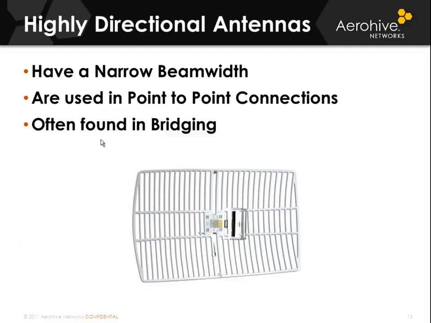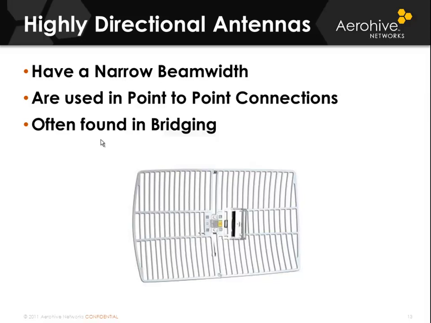Highly directional antenna, which are also not omnidirectional antennas, we're talking now about a much more narrowly focused beam, are used for point-to-point bridging, and those would include dish antenna or grid antenna, which are going to have a very narrow beam up to around 22 degrees.